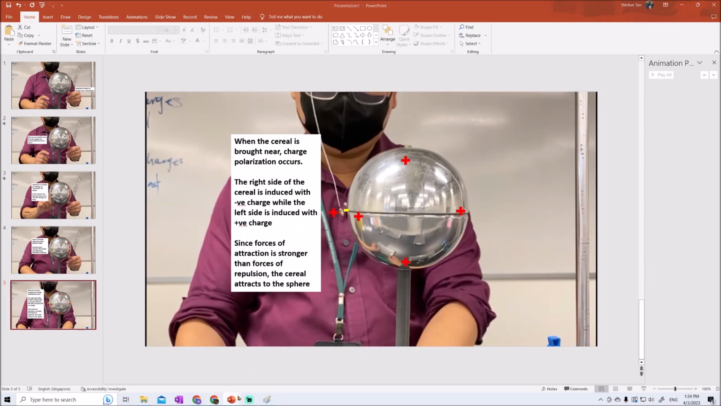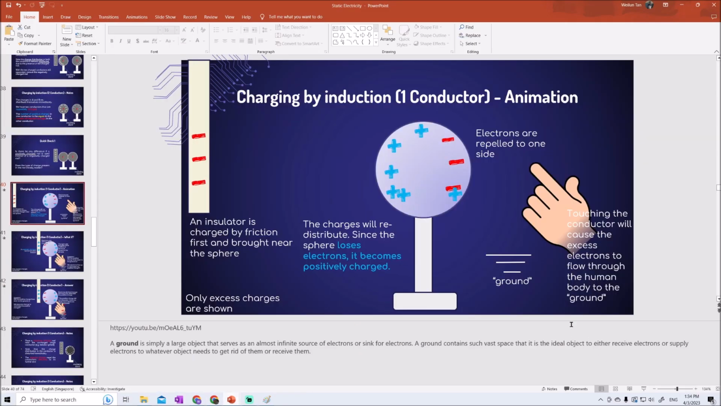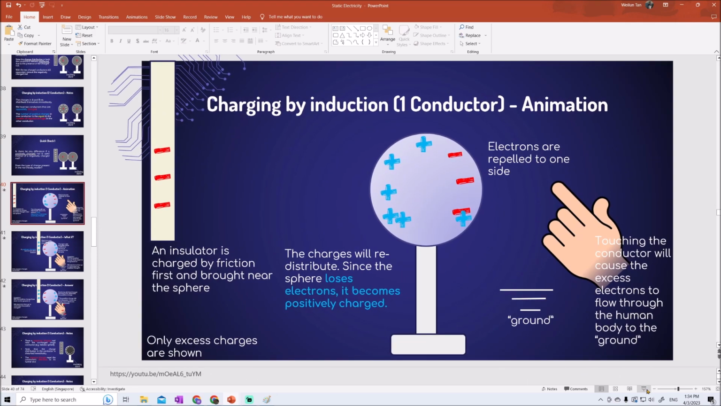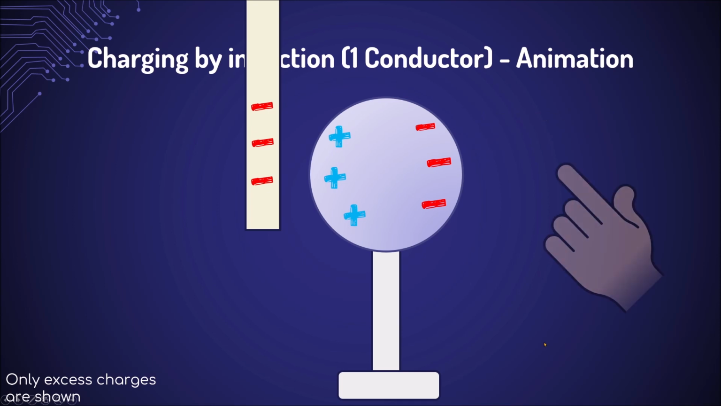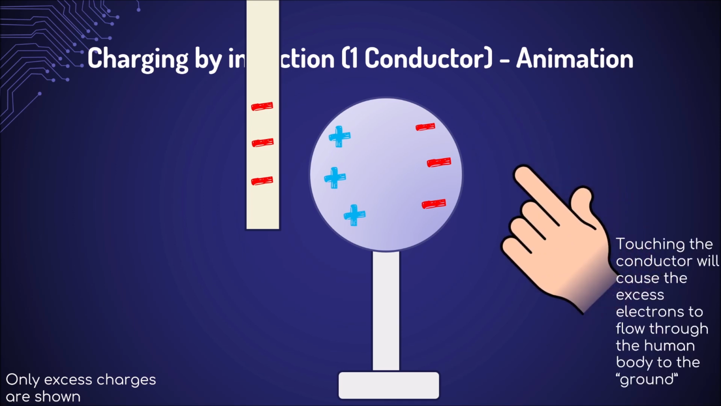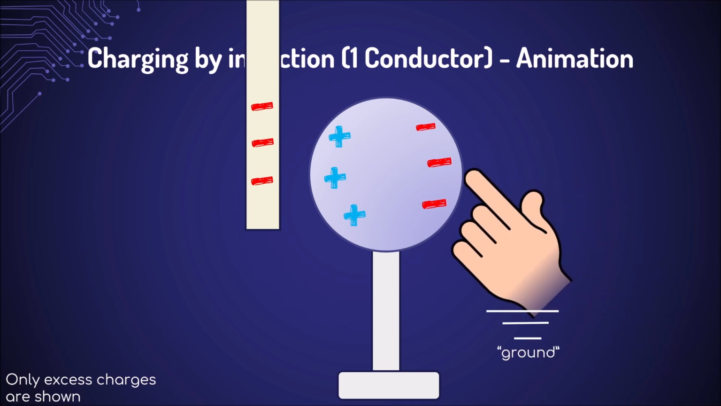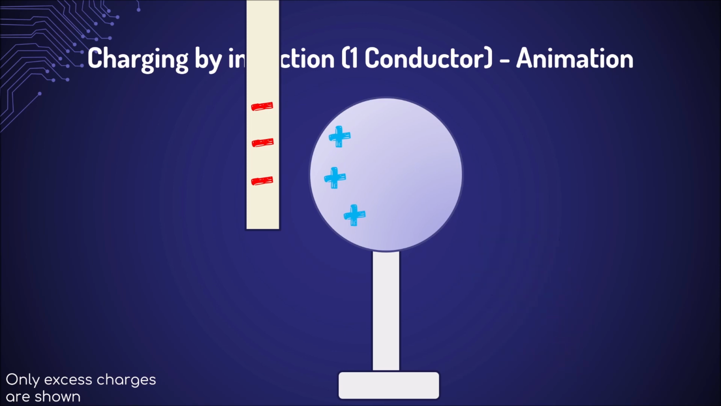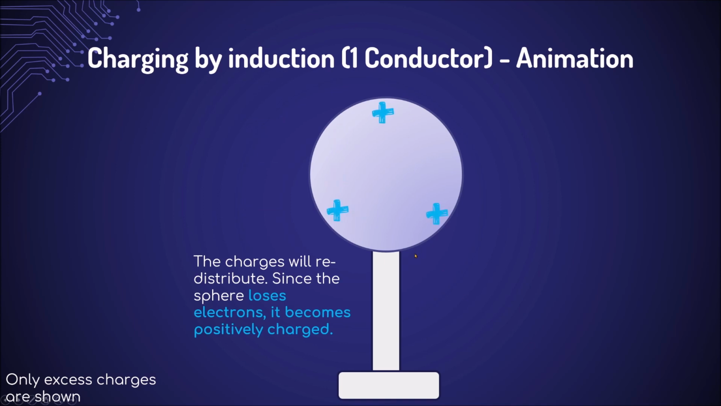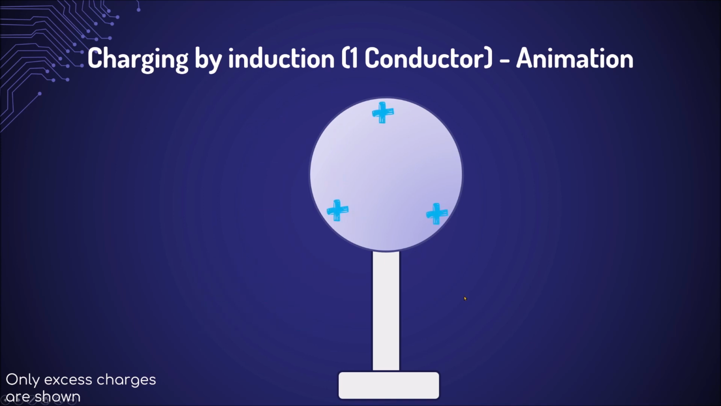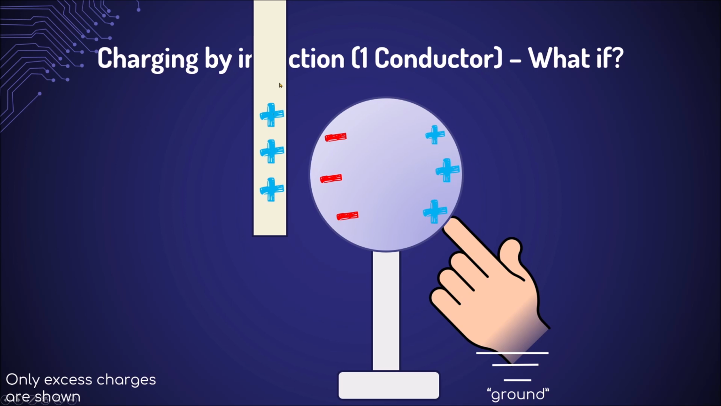In the slides that I give as notes, this is actually how the animation works. Let's just look at it again. So touching it causes the electrons to flow to the ground, and therefore removing the rod allows it to be positively charged. Okay, so importantly, next thing, what happens if I use a positively charged rod instead?